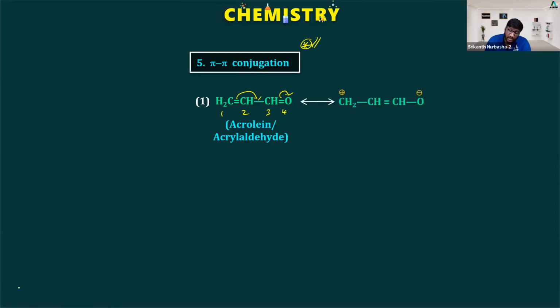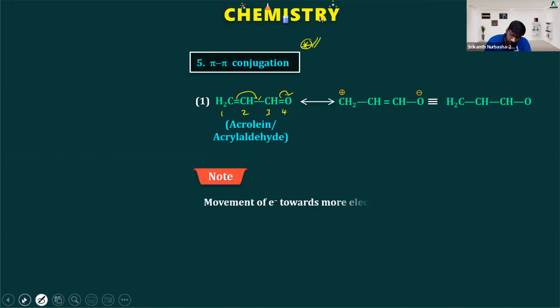So the first carbon will get a positive charge: CH2 plus, CH double bond CH O minus. So this is nothing but acrolein, or acraldehyde, acrylaldehyde. Movement of electrons towards the more electronegative atom will obviously be seen.